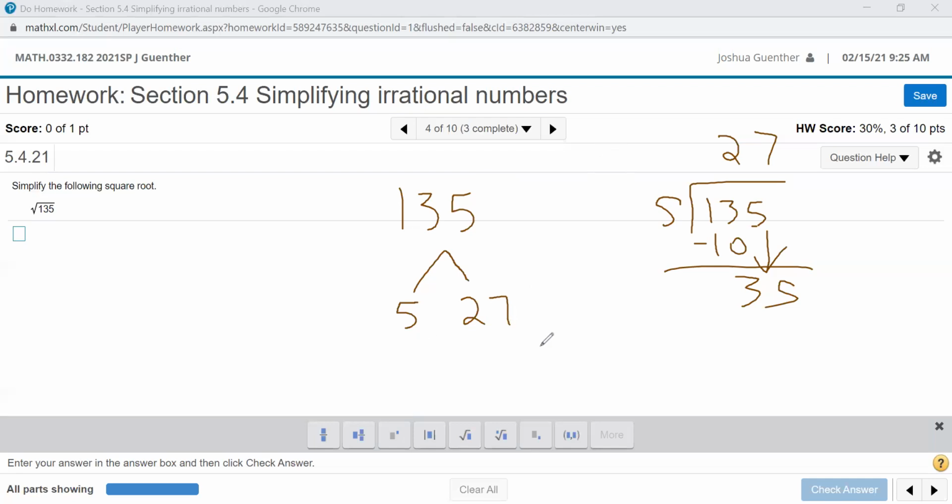And now 27 is not so bad. That's just 3 times 9. And then 9's not so bad. You can do 3 times 3. So now this is the only pair of numbers we see, the 3's. There happens to be an additional 3 out there.